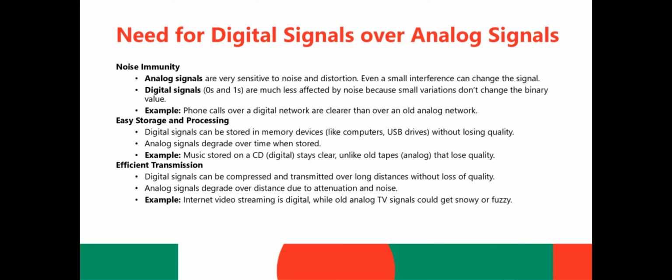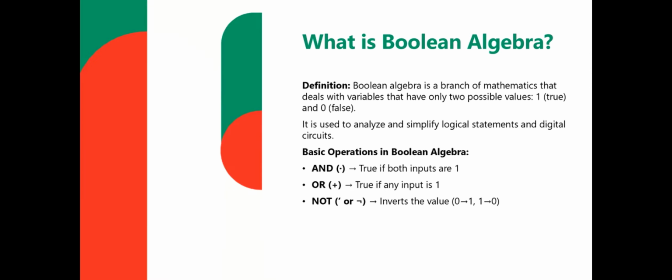Efficient transmission means digital signals can be compressed and transmitted over long distances without loss of quality. Analog signals degrade over distance due to attenuation and noise. So if you transmit a digital signal from transmitter to receiver, it will be affected by noise much less than the analog signal. For example, internet video streaming is digital, while old analog TV signals could get snowy or fuzzy on TV displays.